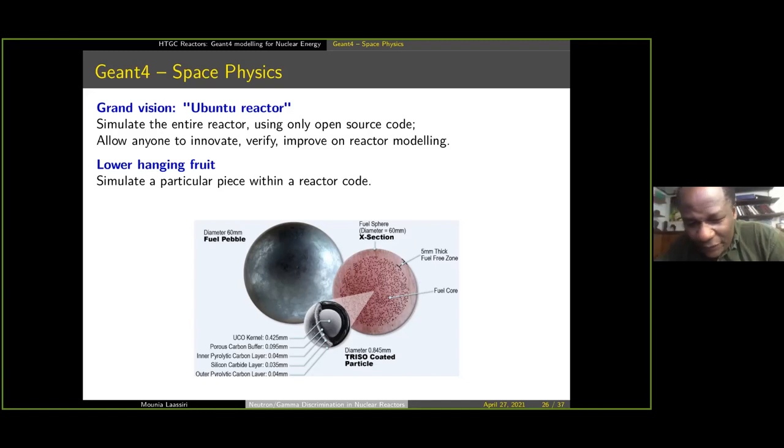Yeah, the operation of a reactor, Mounia, what are the dangers and what could go wrong? Sorry, I can't hear you. What could go wrong with the operation of a reactor? There's the potential of radioactive waste.